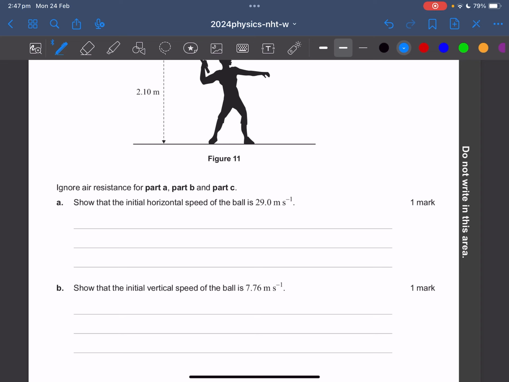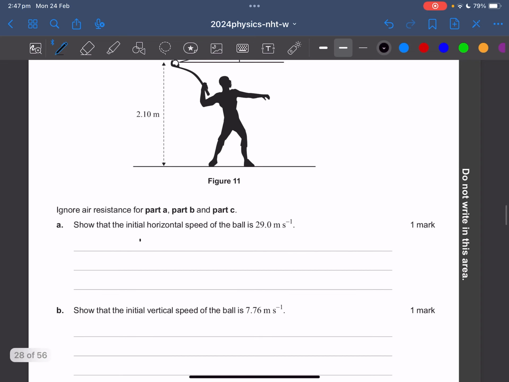So initial horizontal speed. So that means we are calculating ux, which is equal to initial velocity times the cosine of the angle.